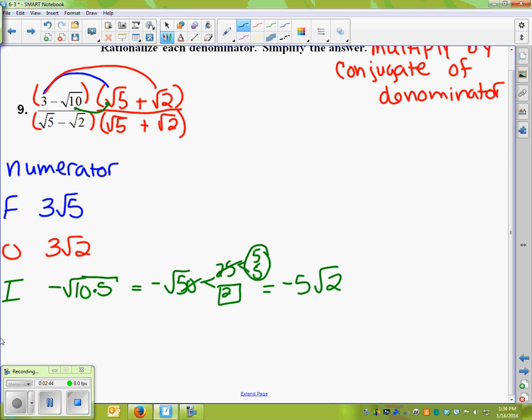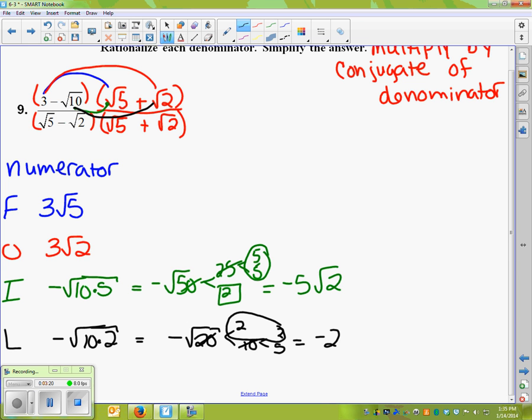And then the L for my last, I'm going to take the radical 10 times radical 2. They're both radicals, so they go under the radical sign. So I get negative square root of 20, which again is something that I can simplify. So I'm going to go 2 times 10, which is 2 times 5. I have my pair that comes out. So I have negative 2, and the 5 stays on the inside.